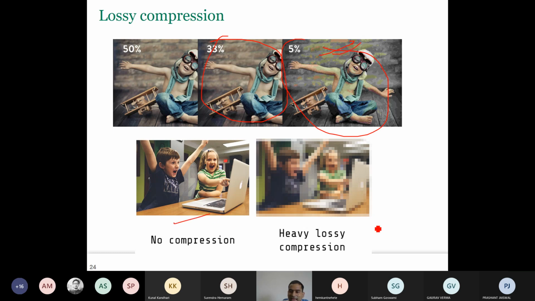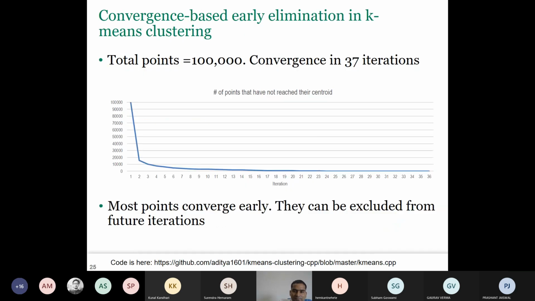Similarly, here this is no compression. This is heavily lossy compression, so this is definitely unacceptable. But that means some medium degree of compression may be acceptable. So always we have to see how much approximation is tolerable, how much is not tolerable.